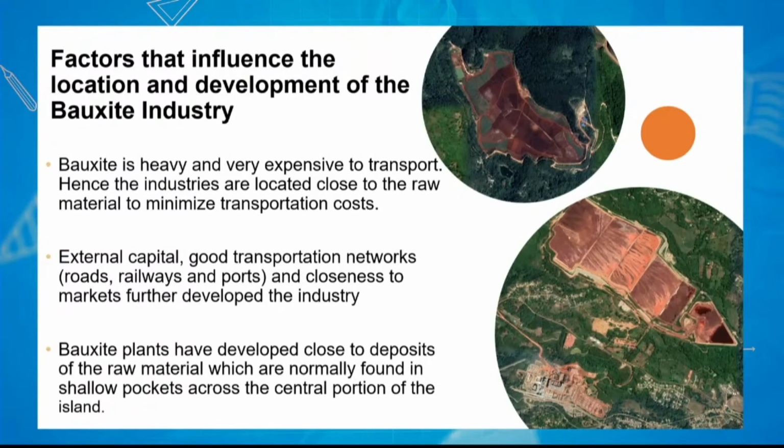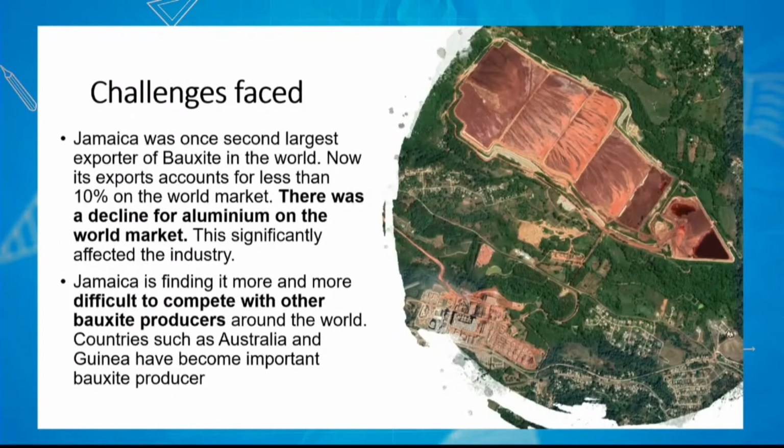Bauxite is very heavy, and so because it is so bulky, it needs to be located closer to the source of the raw material so that we can minimize the transportation costs. Now, a lot of the bauxite industry is funded by external capital, so external investors, but the government does own a stake in the industry as well, a comparatively minor stake. It relies a lot on good transportation networks like roads and railways to transport many of these commodities. And bauxite plants have also popped up close to the deposits, as I had mentioned earlier.